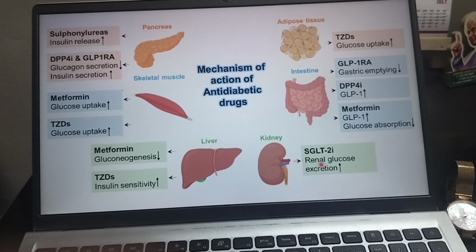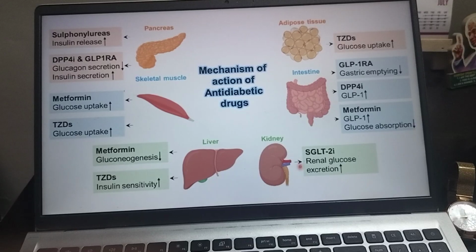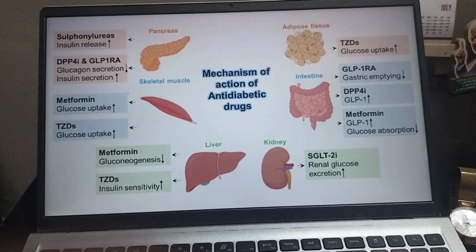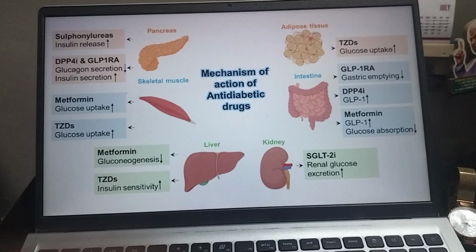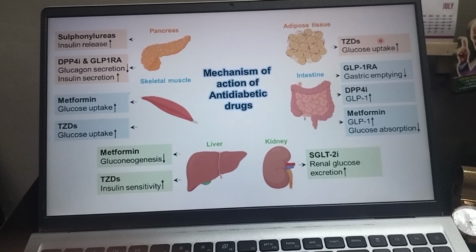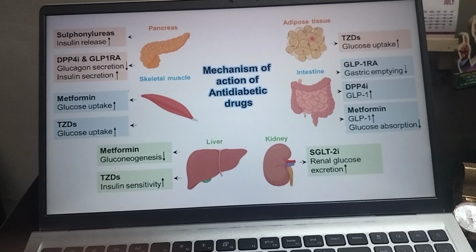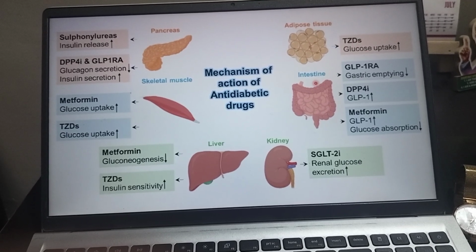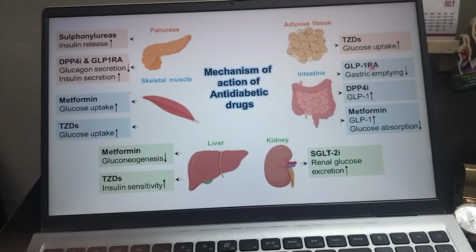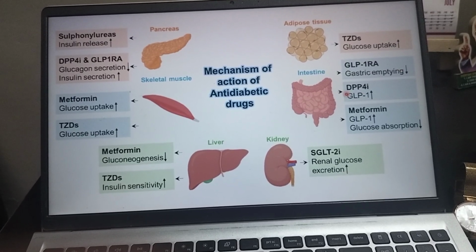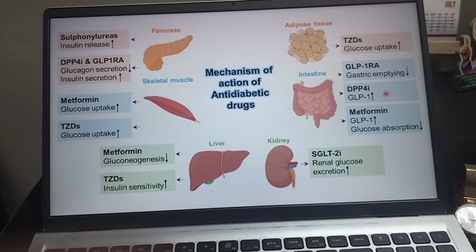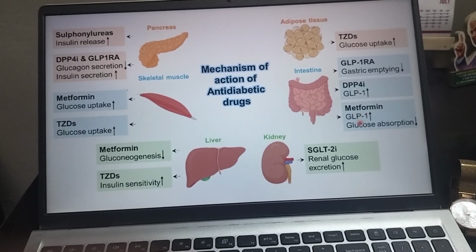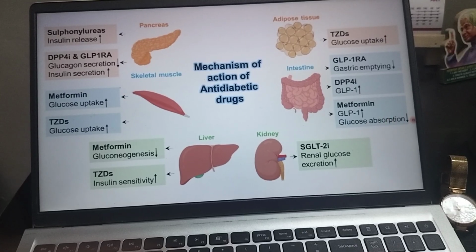Now SGLT2 inhibitors increase renal glucose excretion. They are new: canagliflozin, empagliflozin, dapagliflozin are SGLT2 inhibitors. In adipose tissue, TZD causes an increase in glucose uptake. At the adipose tissue level and at the skeletal muscle level, both, TZD causes increased glucose uptake. And at the intestine level, GLP-1RA causes a decrease in gastric emptying, and DPP4 inhibitors and metformin cause an increase in GLP-1. GLP-1 is glucagon-like peptide, and it decreases glucose absorption.